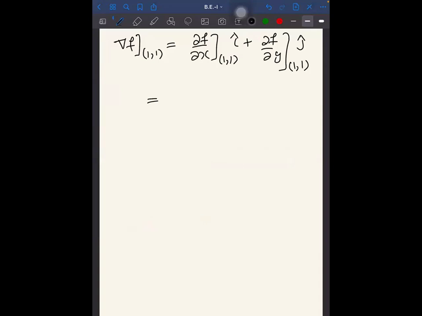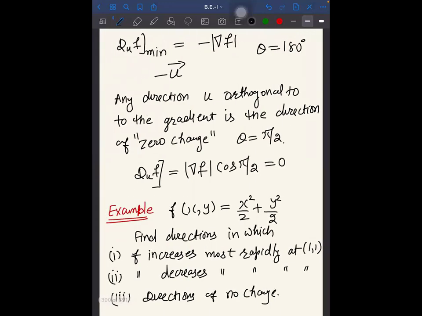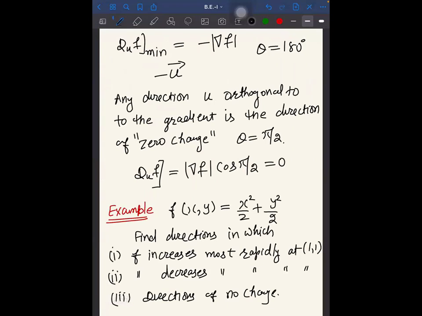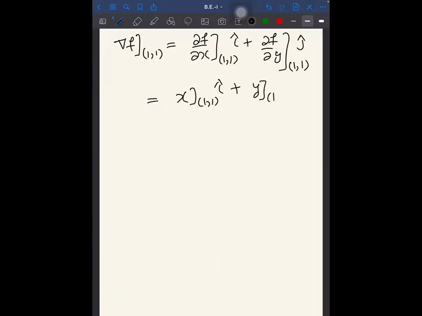So what is the derivative of f with respect to x? x, yes. So x at (1, 1) i. And what is the derivative of f with respect to y? y. So y at (1, 1) with respect to j. So you put the value of x only, i plus j. So this is your gradient at (1, 1). True? Right?